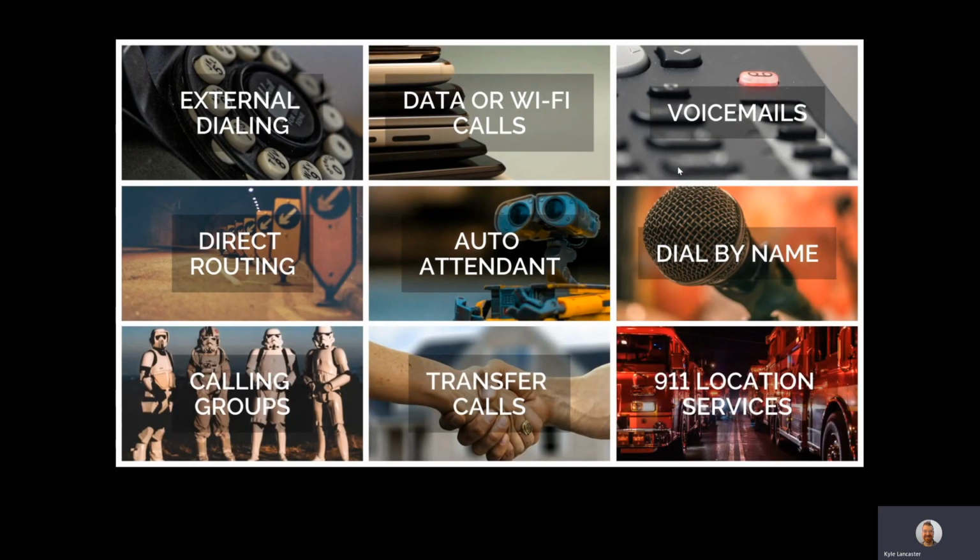So just to follow up, these are all the things that we just talked about. The external dialing from the domestic calling plan. You can make data or Wi-Fi calls. You can do voicemails. You can do direct routing. You get the auto attendant. You get dial by name, calling groups. You can transfer calls, and you have the 911 location services. So a lot of really cool features here.